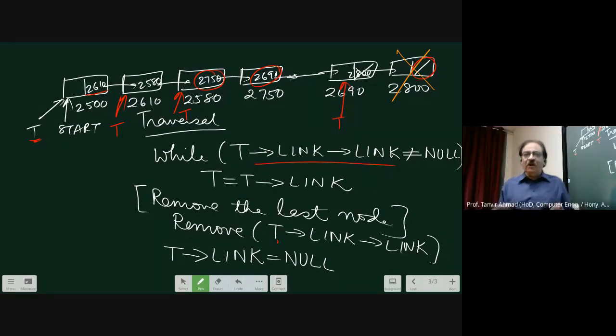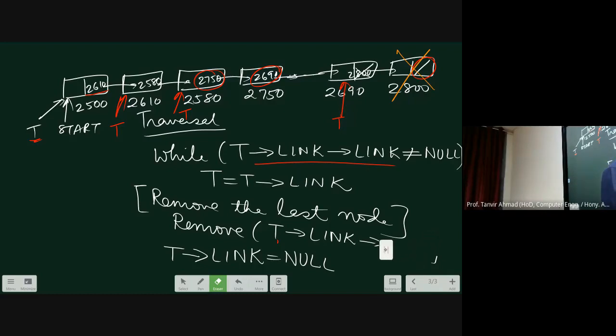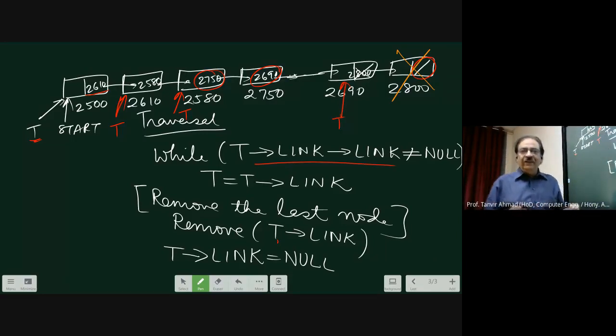It's not going to remove. Now, what Amir Javed wrote is correct. This should be only T of link. That means you have to write like this: remove only T of link. That means T of link is 2800. Remove T of link, that means you write free T of link. Now 2800 will go and then you replace this.